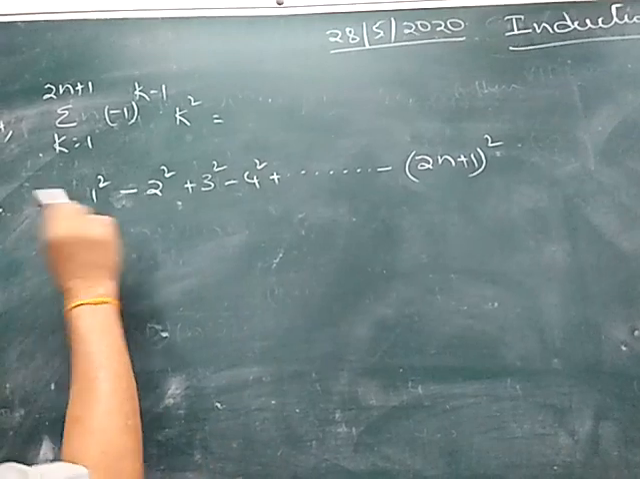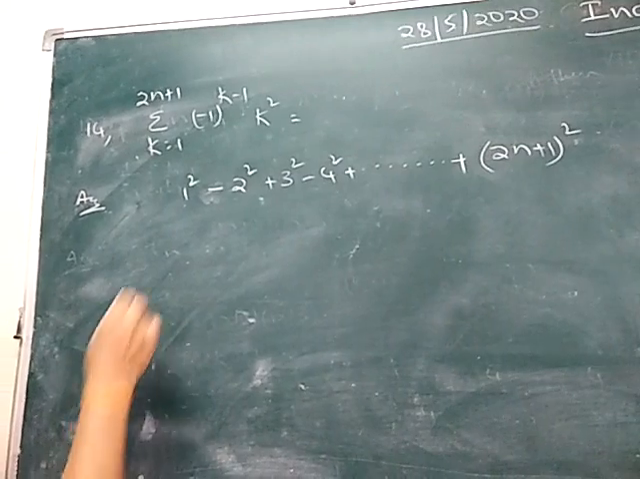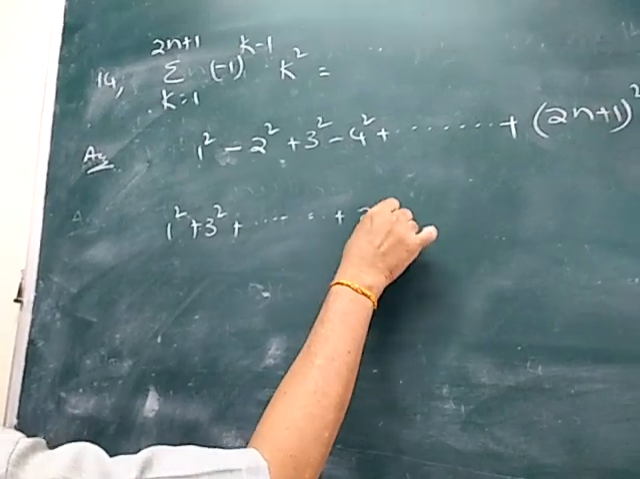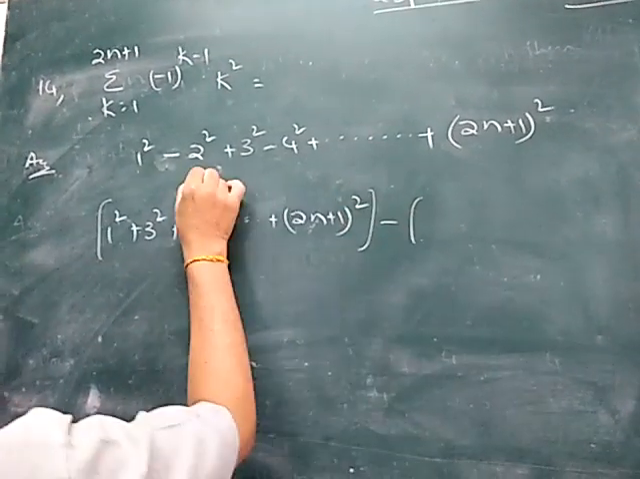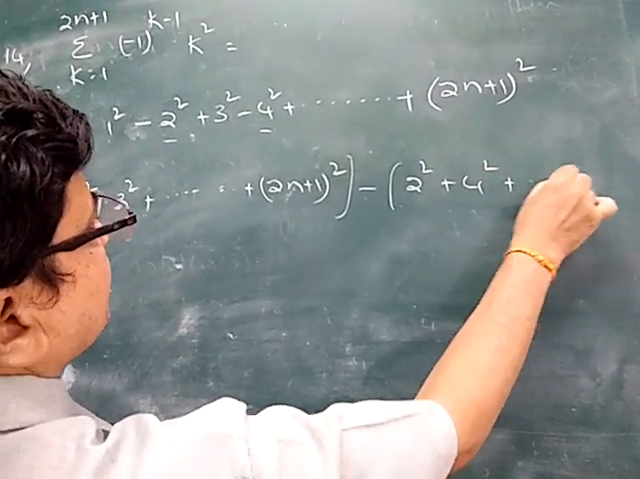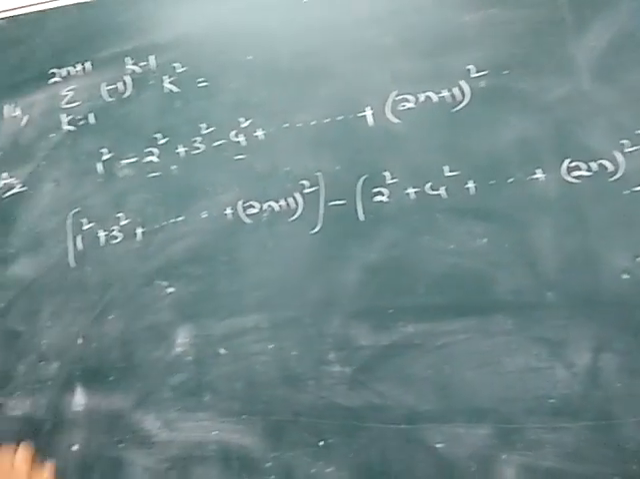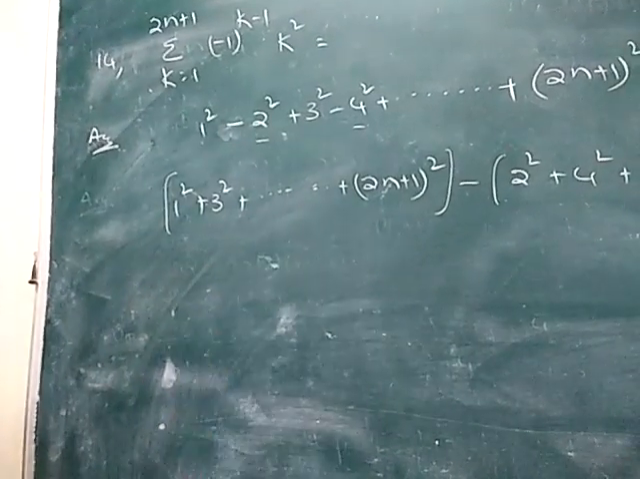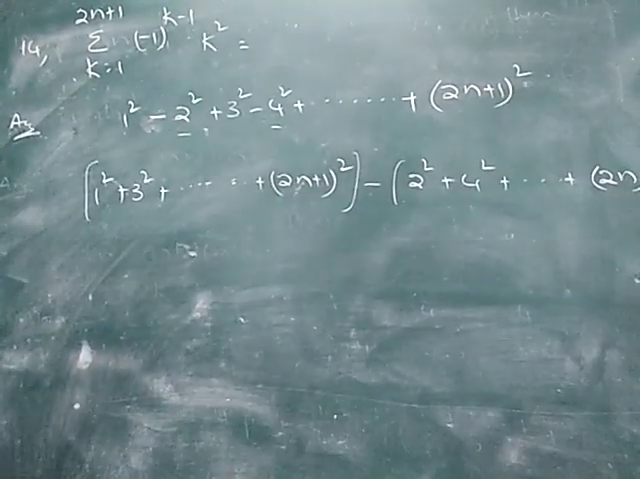An odd number. First, second, so it is positive. Now we are taking 1 square plus 3 square plus so on plus 2n plus 1 whole square, and we are taking the even numbers. Minus 2 square means plus 2 square plus 4 square plus so on plus 2n whole square. Now this is 1 square plus 3 square plus so on plus 2n whole square plus 1 whole square, and it is common.